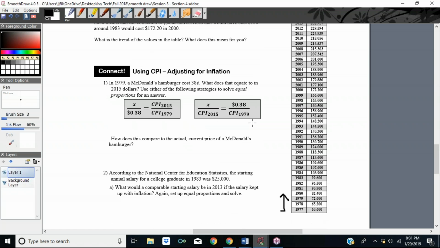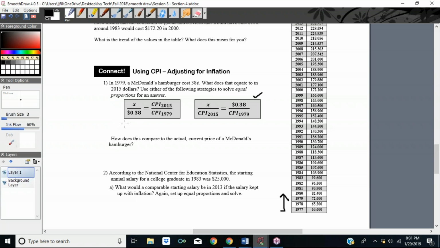So what we're going to do is some calculations using CPI. In number one, it says, in 1979, a McDonald's hamburger cost 38 cents. What does that equate to in 2015 dollars? Then it says use either of the strategies. It's really just the same strategy: setting up a proportion. The first proportion on the left is dollars over dollars, CPI over CPI, with the corresponding years next to each other. And then the right-hand proportion is the dollars over the year's CPI for each year. And that's the way I'll set mine up.